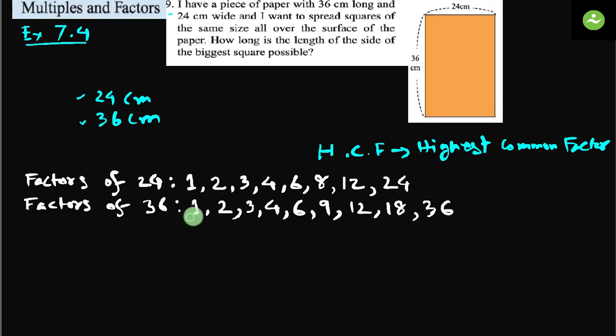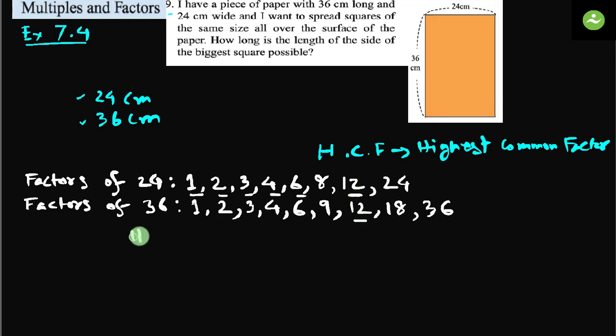Now we have to find the common factors, and then we have to find the highest common factor. Which is the highest common factor here? If we look at these, which are the commons? 1 is common, 2 is common, 3 on the both, so 3 is common, 4 is common, 6 is common, 12 is common, and 24 is not, 18 not, 36 not. So 12 is the highest common factor here.